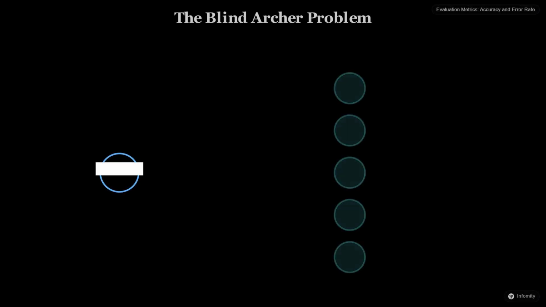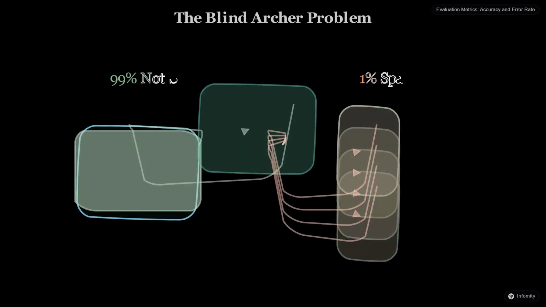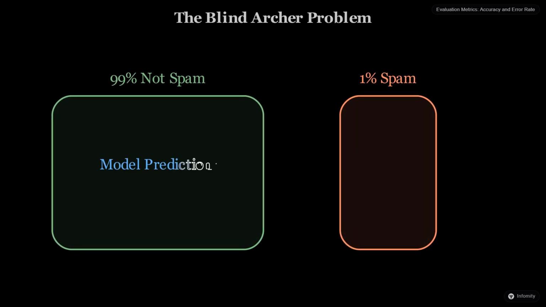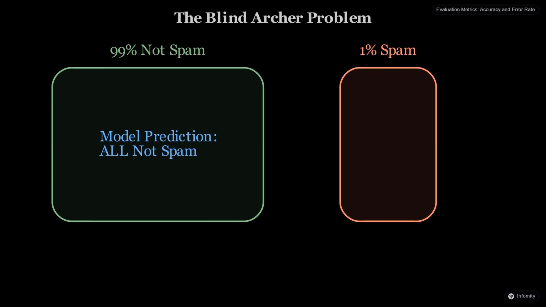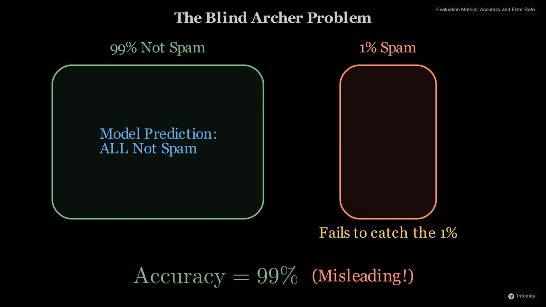Think of a blind archer who always shoots to the left. If all the targets happen to be on the left, his accuracy will be perfect, even though he cannot actually see. In the real world, if you have a data set where 99% of emails are not spam, a model that simply labels everything as not spam will be 99% accurate. But it is completely useless, because it fails to find the 1% of spam we actually care about. This is why we need to look beyond just the raw hit rate.